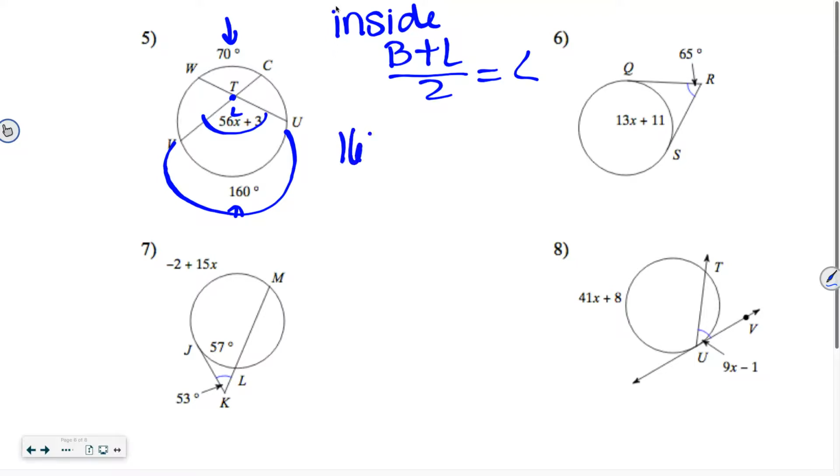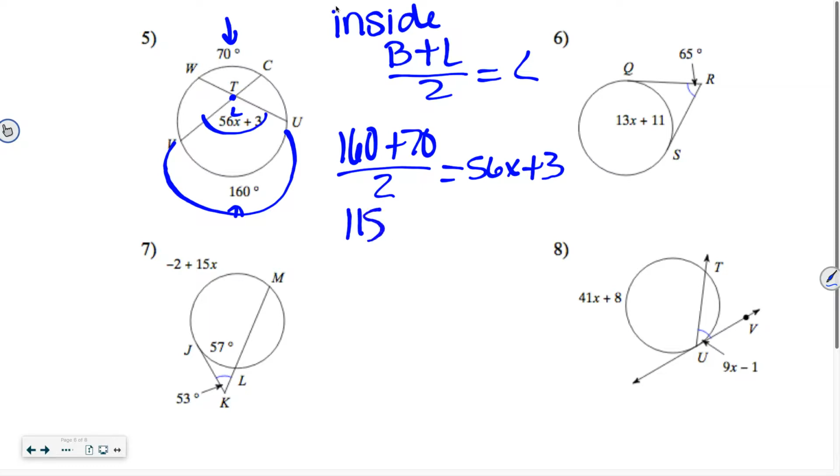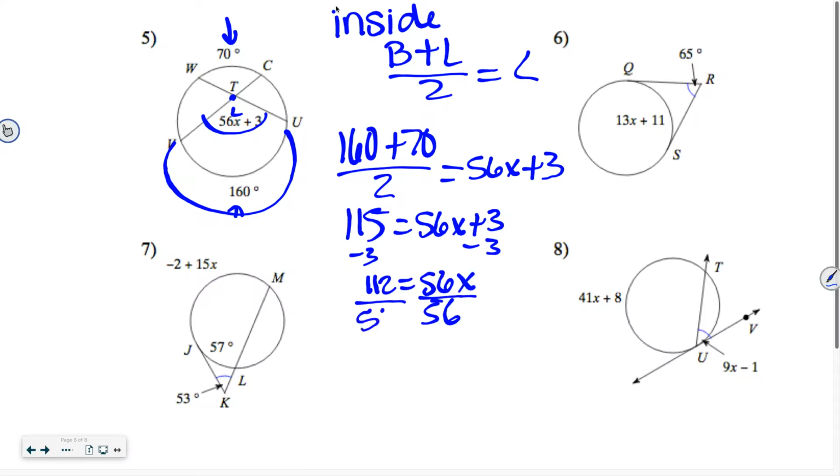So big, 160, plus little, 70, divided by 2 equals my angle, which is 56x plus 3. So I'm going to go ahead and do the calculation on this side. I'm going to go 160 plus 70, that's 230, divided by 2, and that's 115 equals 56x plus 3. So I'm going to subtract 3 from both sides, and I get 112 equals 56x, divide by 56. And when I divide by 56, I can see that x nicely equals 2.